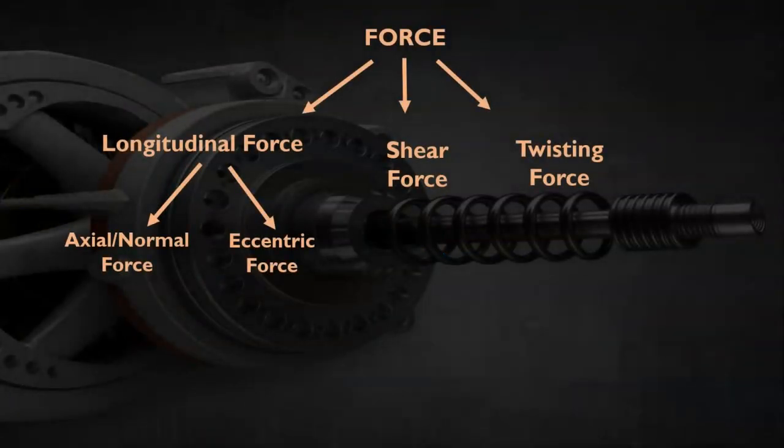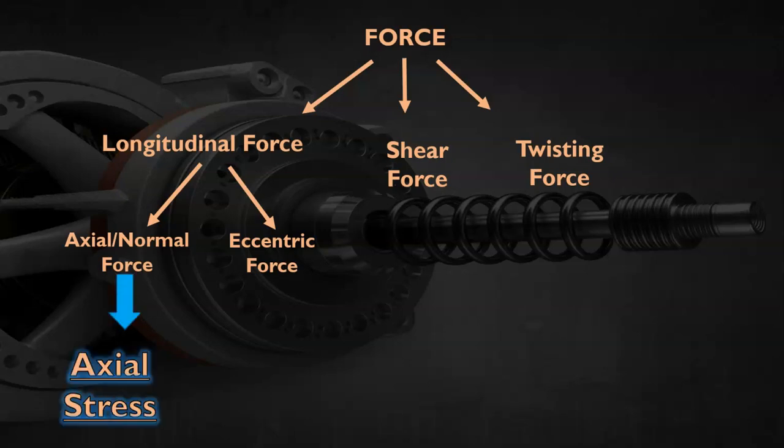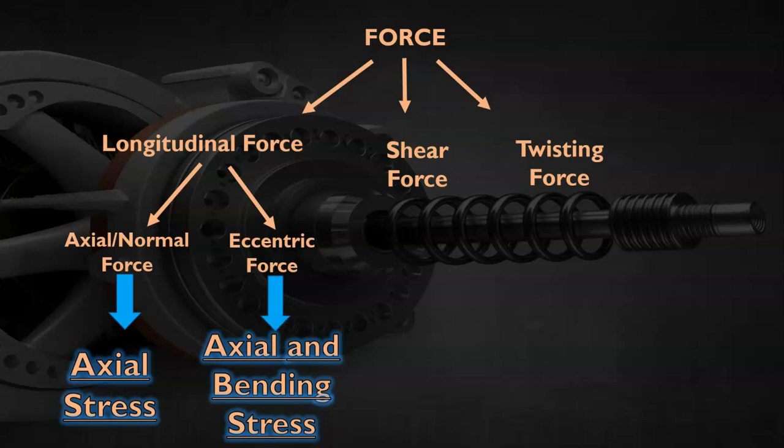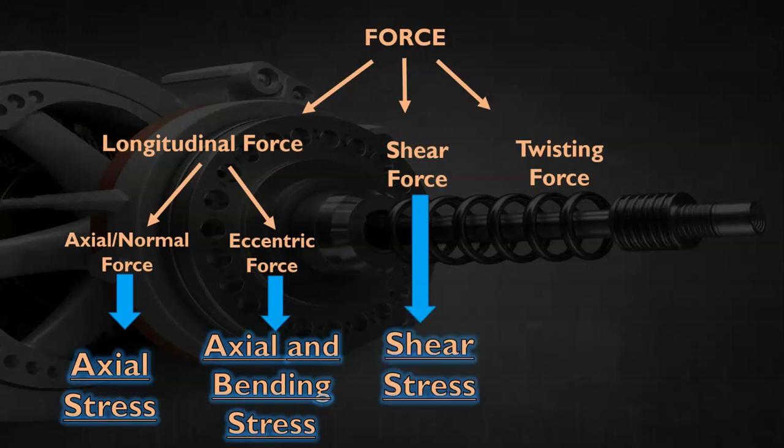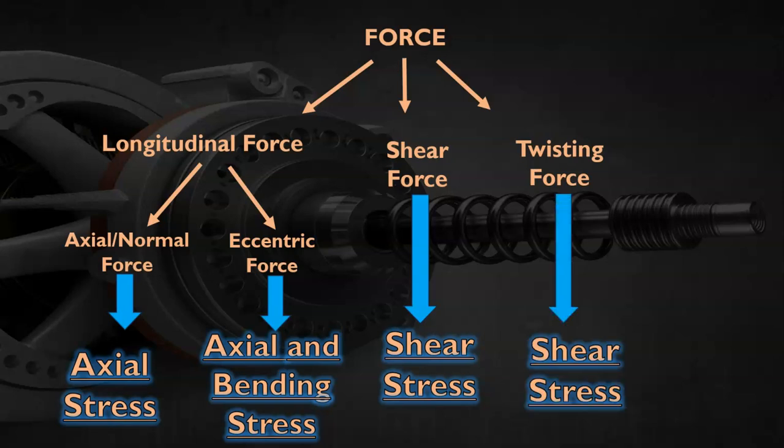We have looked into the classification of force. Now what does each type of force produce? The axial or normal force produces axial stress, and eccentric force produces axial and bending stress. Bending stress I will be dealing with in the next video. The shear force produces shear stress and twisting force produces shear stress. So we should note that shear force and twisting force both produce shear stress.